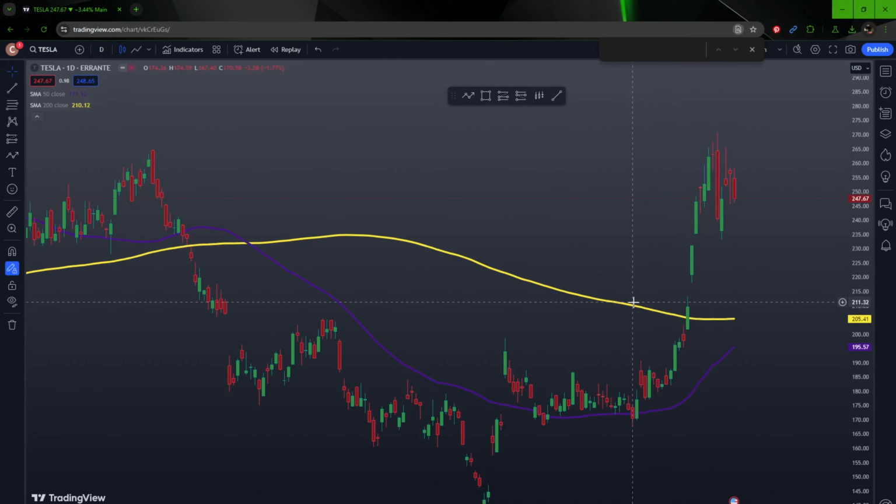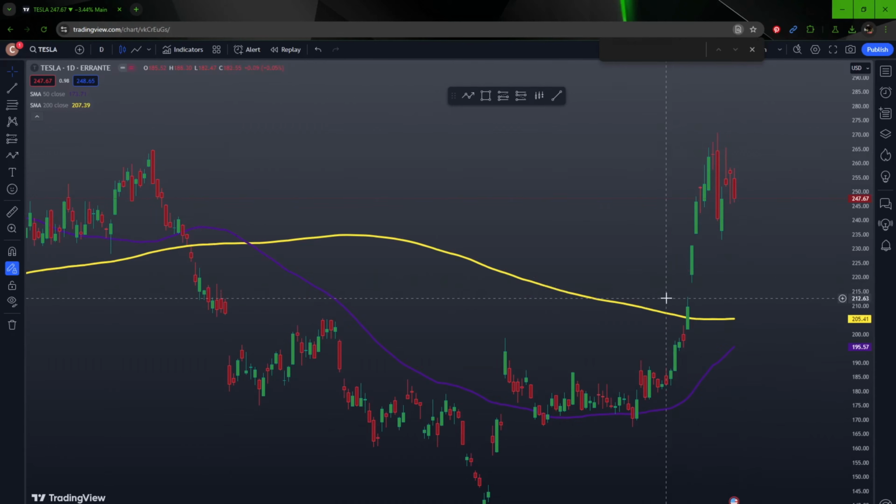But before you can invest in Tesla, before you can buy into this equity, you want to wait for the 50-day moving average to cross back through the 200-day moving average. And that's what we call a golden cross. Once the 50-day moving average is above the 200-day moving average, you can buy into the stock safely.